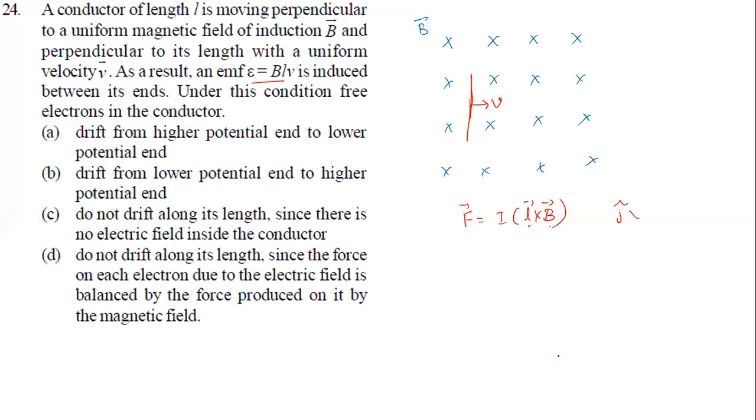So it will become plus J. This means the force on an electron is acting in the upward direction. Since it is an electron, the motion is always opposite to the force. If it is a positive particle, it moves along the force. If it is a negative particle, it moves against the force. Since the electron has a negative charge, it will start moving in the downward direction.